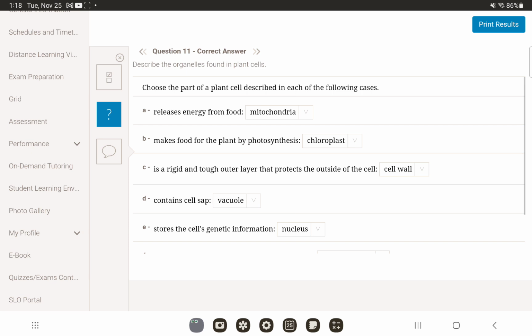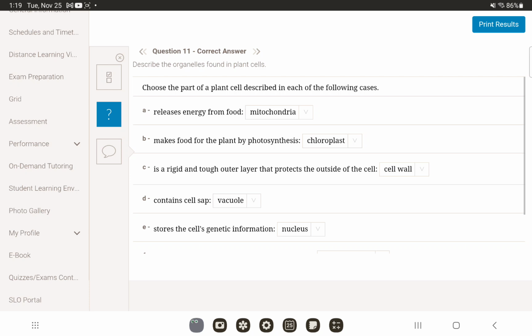Is a rigid and tough outer layer that protects the outside of the cell: the cell wall. Generally it's not the cell membrane, because the cell wall is tough and rigid while the cell membrane is not very tough and not very rigid either. Its purpose isn't protecting the outside of the cell. The purpose is to keep the inside separated from the outside of the cell, and to choose what goes in and out of the cell to make sure that the cell has the nutrients and molecules that it needs, such as water and so on.